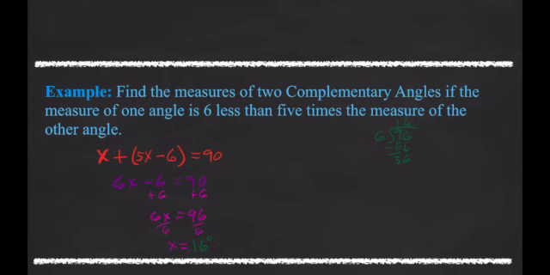That's the measure of one angle. Now let's find the measure of the other angle. The other angle is 5 times the first angle minus 6, so 5 times 16 minus 6. Well, 5 times 16 is 80. 80 minus 6 gives us 74. Here's a quick question. Is 16 degrees plus 74 degrees equal to 90 degrees? Because if it is, then we are good. If it's not, then we messed up somewhere. So always remember, you need to check your work to make sure that it actually does equal that value.